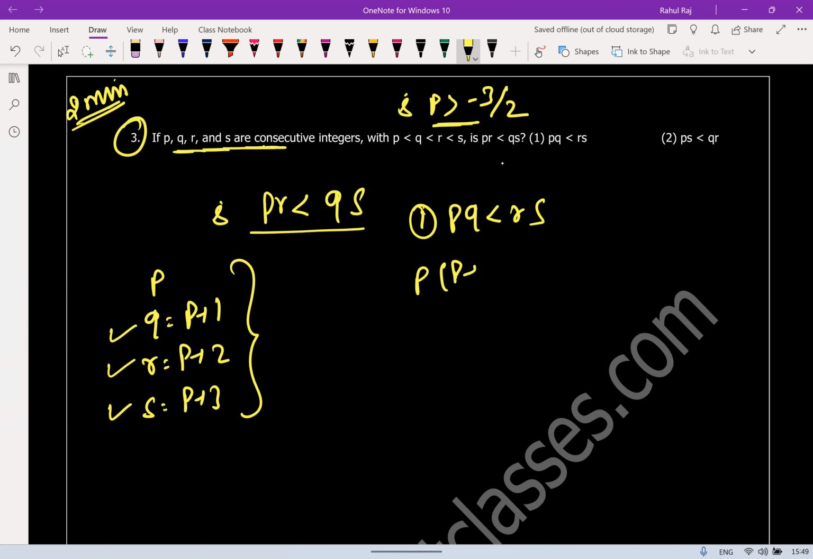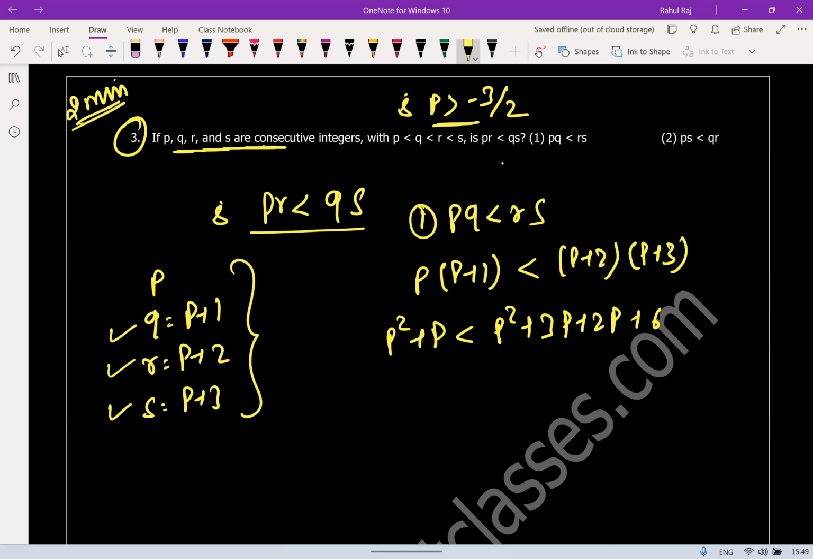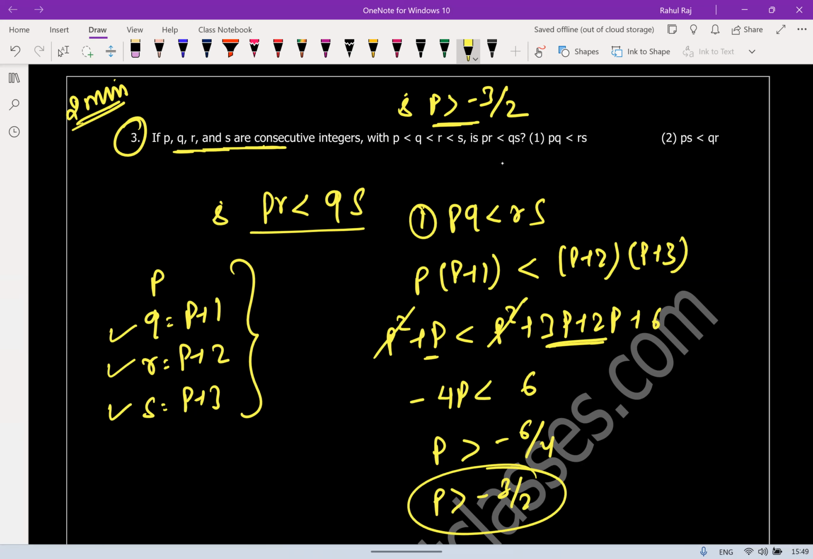So PQ is P into P plus 1. I'm solving statement number 1 now, which is less than P plus 2 times S, which is P plus 3. So here it is P square plus P less than P square plus 3P plus 2P plus 6. P square cancels out. This is 5P and this is P, it comes here, it becomes minus 4P less than 6. That is nothing but P greater than negative 6 by 4, which is P greater than negative 3 by 2. This is what I wanted: is P greater than negative 3 by 2? When I solved statement number 1, I got P greater than negative 3 by 2, so it is sufficient.